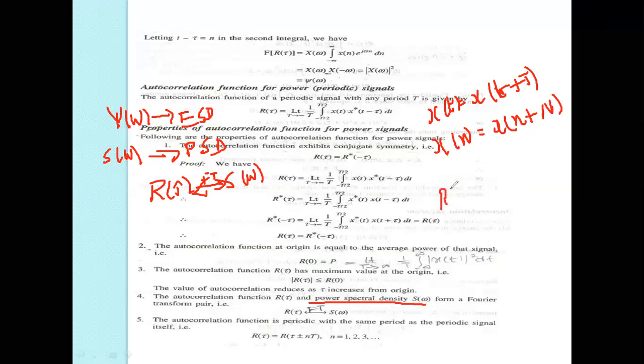R of tau is a time domain function that is equal to R of tau plus or minus n times T. The n is the number of multiples, when n is equal to 1, 2, 3, and so on. And T is the fundamental period. Okay.